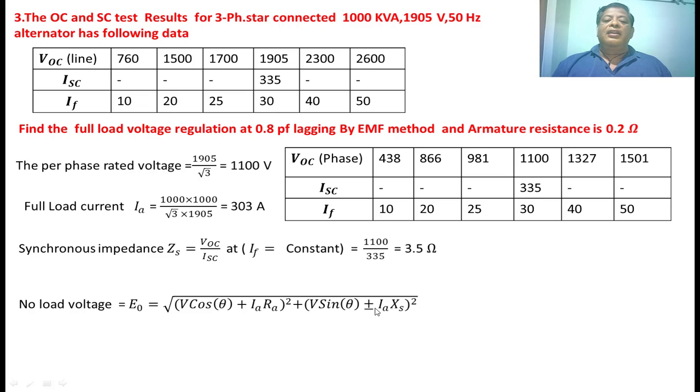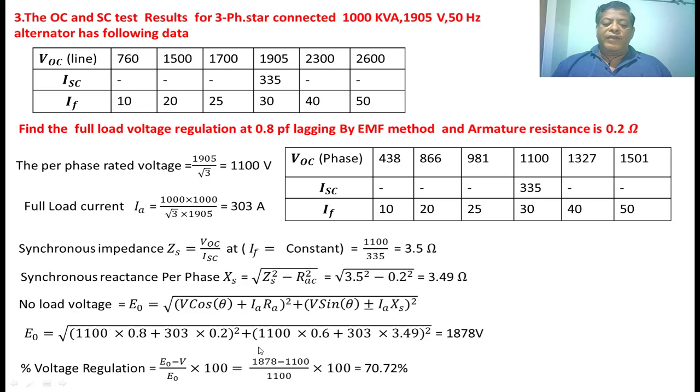The plus is for the lagging power factor. In the numerical itself, it is given that we have to calculate the voltage regulation at a lagging power factor. So let us substitute all the values here. Before substituting, from the synchronous impedance we have to calculate the per phase synchronous reactance, that is equal to square root of Zs square minus Rs square. All the values we have, so we get the value 3.49 ohms.